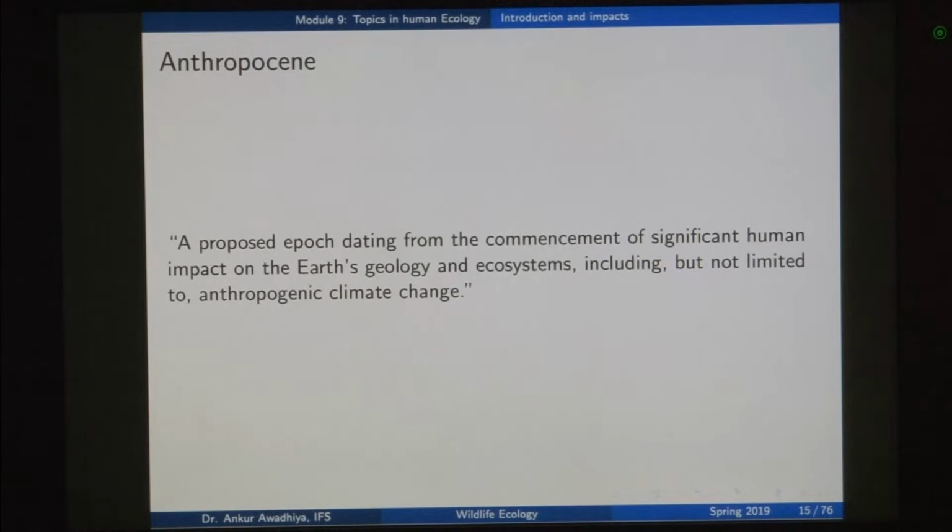Whether we take this 1945 as a date from which we started to have a very substantial impact, or maybe the industrial revolution, or maybe somewhere in between, and so on. But then we define it as a proposed epoch dating from the commencement of significant human impact on Earth's geology and ecosystems. Now, not only are we impacting the ecosystems, the biotic organisms that are living on the Earth, but also the geology of the Earth, and this is including but not limited to anthropogenic climate change.